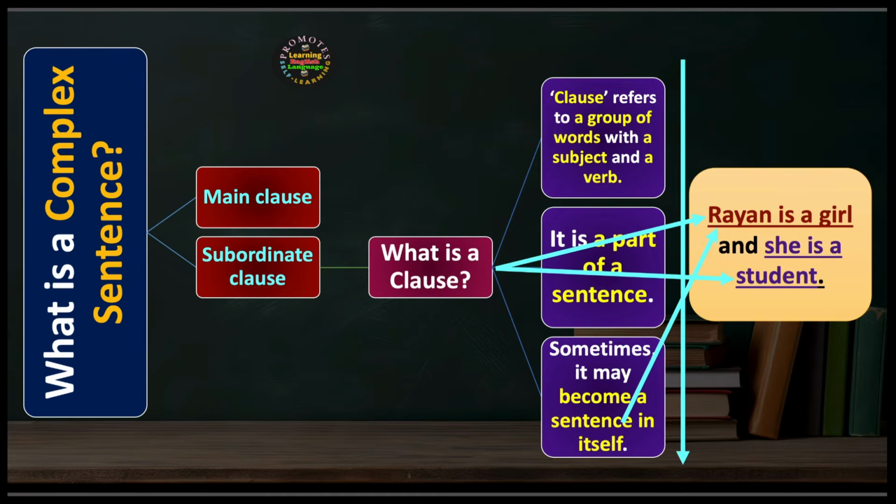We continue our discussion. So sometimes it may become a sentence in itself. So, Rayyan is a girl. If you separate it and put a full stop, then in itself this becomes a sentence. Likewise, she is a student. If you separate it and put a full stop, in itself this clause can play the role of a simple sentence.